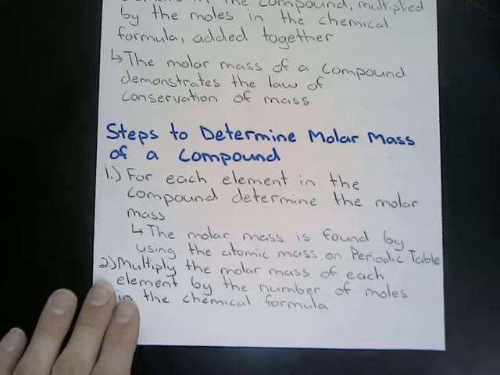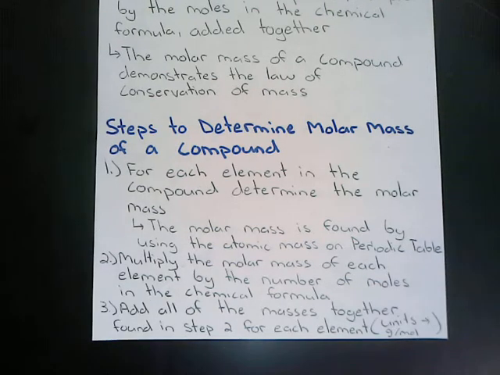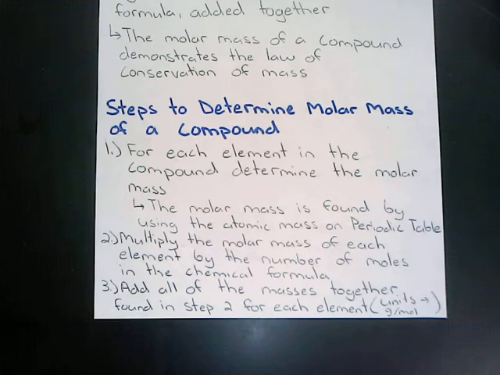So remember, that number we multiply the molar mass by is also known as the mole ratio, which we'll talk about in a second when we actually go through an example. Now, the third step is to add the masses together from step 2, and this allows you to determine the molar mass of the entire compound. So again, we're just adding all of those elements that we've gone through in step 2. Now, the units here should be in grams per mole.